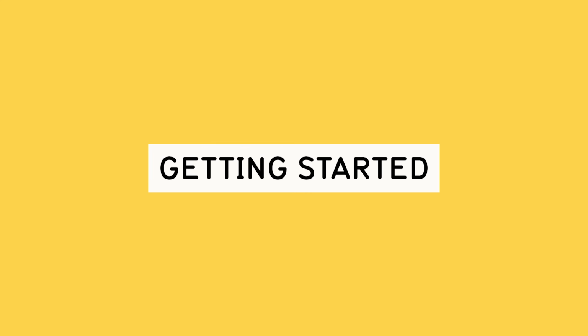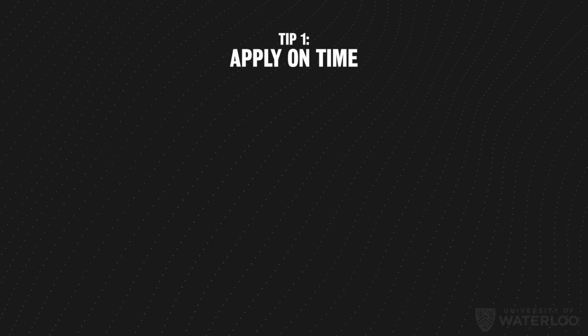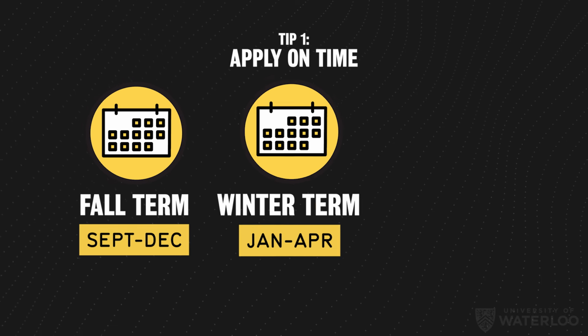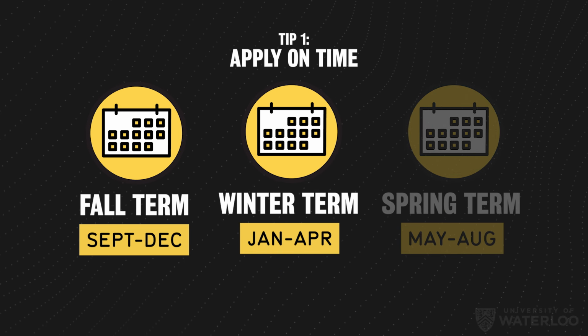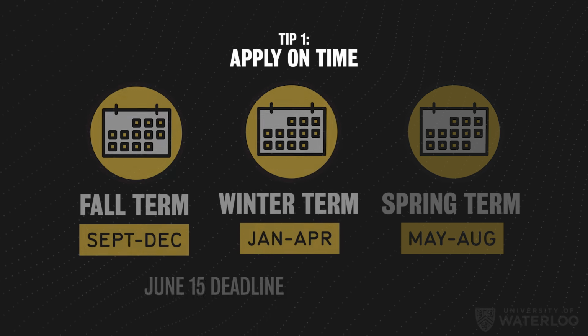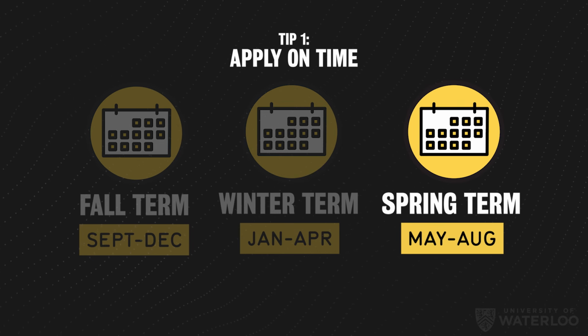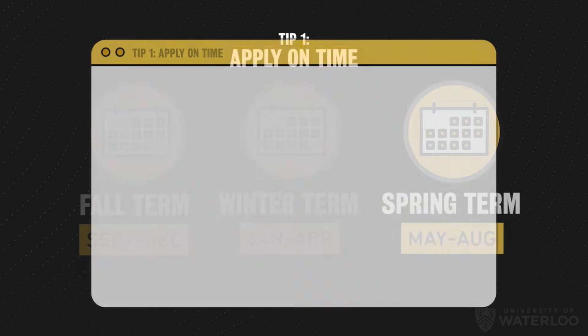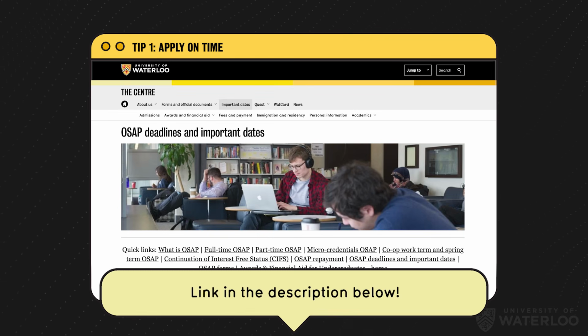Getting started. Tip 1. Apply on time. One of the most important things to keep in mind is the application deadline. If you're applying for OSAP for both the fall and winter school terms, the recommended deadline to apply is June 15th. However, if you're applying for winter or spring term OSAP only, the deadlines may vary. To find the most up-to-date information, visit our OSAP Deadlines and Important Dates webpage.